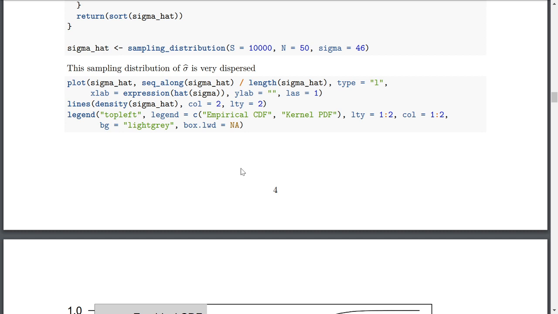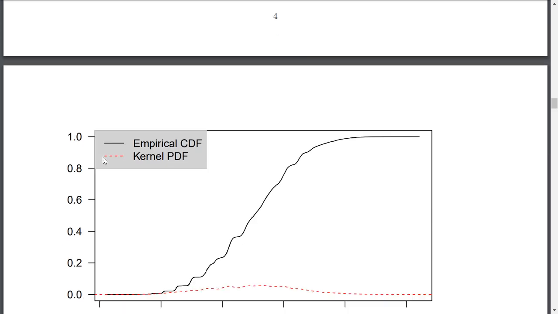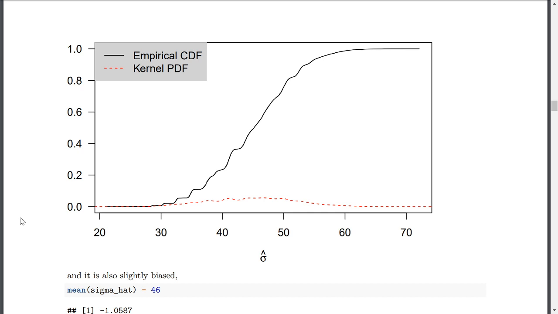But assuming sigma is 46, we can get a plot of the sampling distribution that might look something like this. It's kind of jaggedy in both the CDF and the PDF due to the discreteness of the scoring function. Some values of the scoring function are not possible, and even then only integers are possible. So that makes it not as much information, not as smooth, and you need more observations in order for this to work well. But the fundamental aspect of it is that it's pretty spread out.